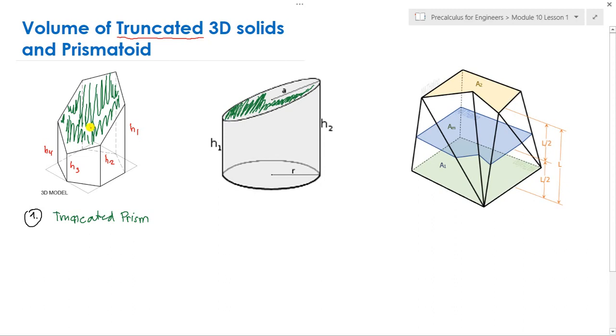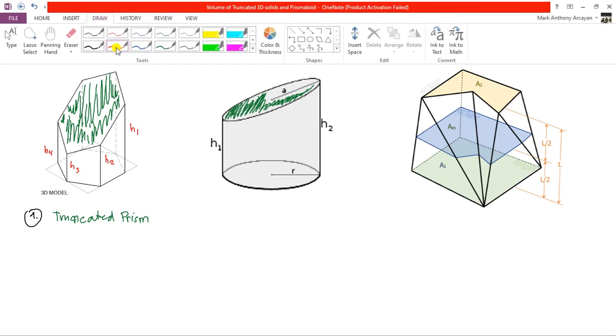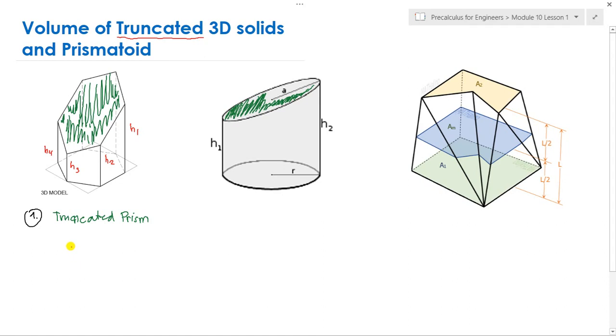Okay. And then, to solve for the volume of a truncated prism, the general formula is that the volume is just equal to the area of the base.